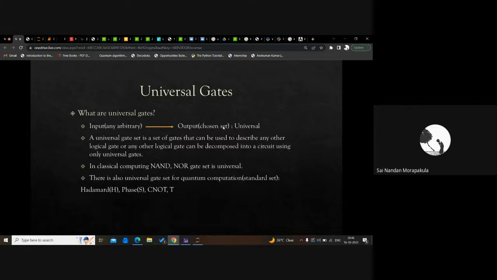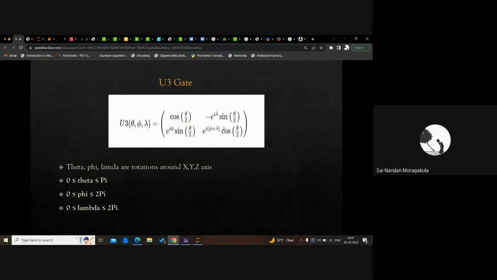So the same thing happens with quantum computing. For example, if we want any other gate, like an X gate, we will use these universal quantum gates and bring an X gate. So that's what universal gates are. It's the replica of classical universal gates. So the quantum universal gates are the same, but in quantum computing, they are Hadamard, phase gate, CNOT gate, and T gate. So basically, U3 gate is defined. U3, U2, and U1 come under the universal gate set.